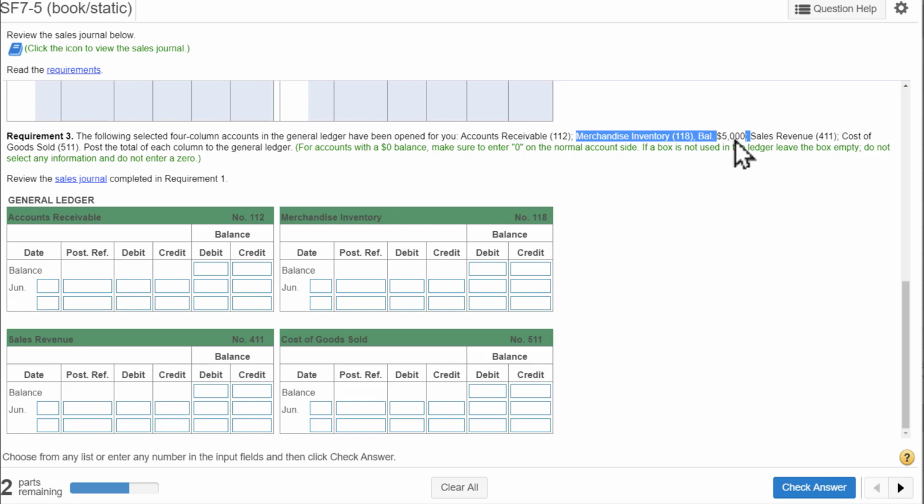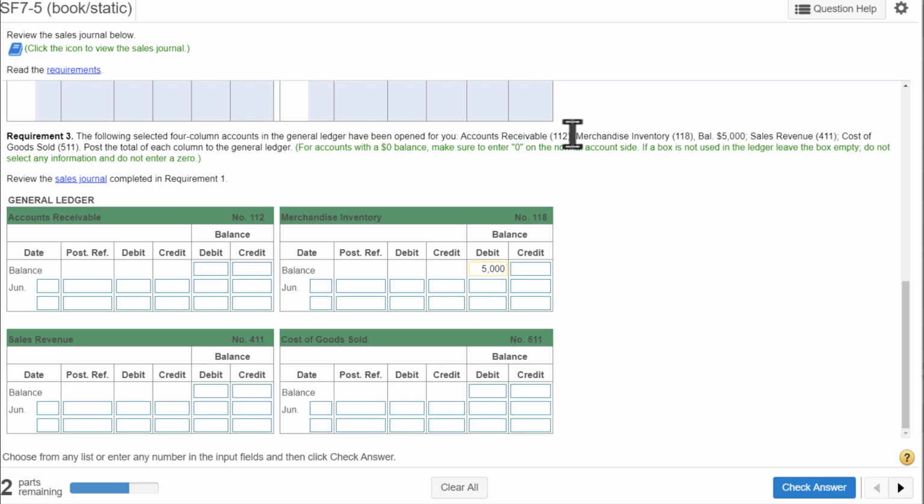Balance is 5,000. So prior to us posting anything, we have to put this balance into the merchandise inventory. Which side does the balance go on for inventory? In other words, which side is the positive side? Well, the positive side is debit, since inventory is an asset. So I'm going to put 5,000 here.